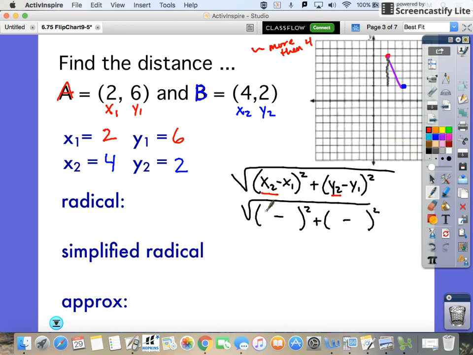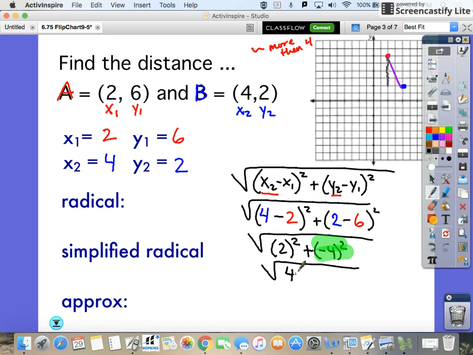So x2 is, we have it as 4. x1 we have used 2. y2 we've used 2. And y1 we've used 6. So to simplify a little bit, 4 minus 2 is 2 squared, plus 2 minus 6 is negative 4 squared. Now this part's really important. You have to make sure you put that in parentheses in your calculator. Otherwise it will give you an incorrect answer. What you get here is 4 plus 16, which is the square root of 20.